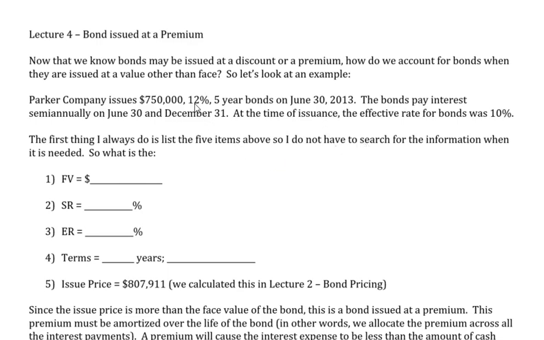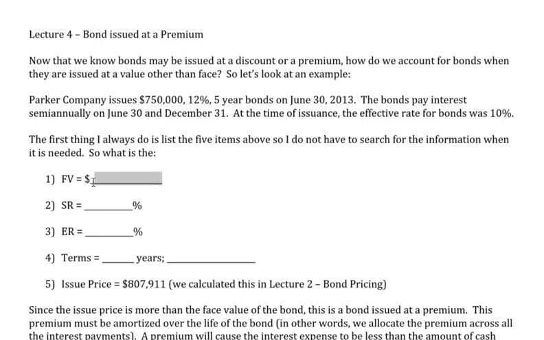So notice our market rate of 10%, also known as the effective rate, is lower than our actual stated rate on our bond at 12%. And when that occurs, we issue the bond at a premium. We get to charge more, or we get to charge over face value, I guess is the best way to say that, for this bond.